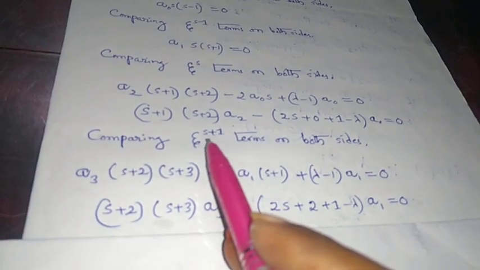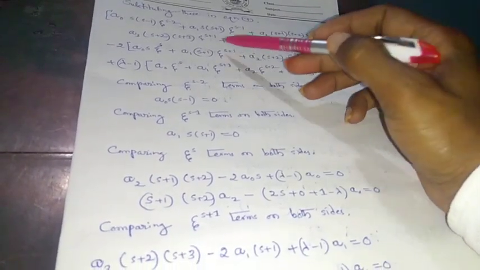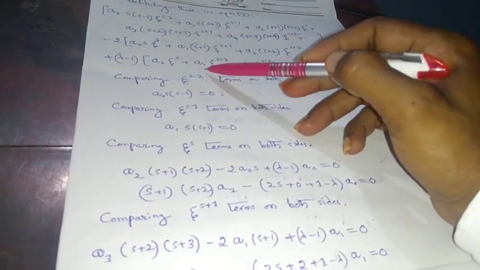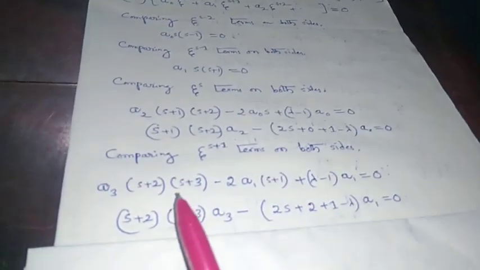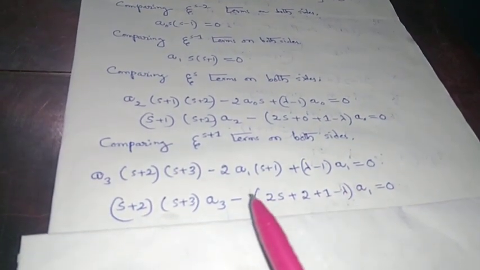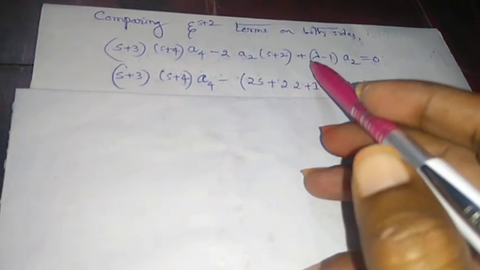And if you compare xi power s plus 1 terms on both sides, we can say that xi power s plus 1 terms are coming here, and then here, and then here. So we get this expression. And then if you write a1 as a common factor, we can take this thing in bracket. And if you compare the xi power s plus 2 terms on both sides, we can set this thing equal to 0.